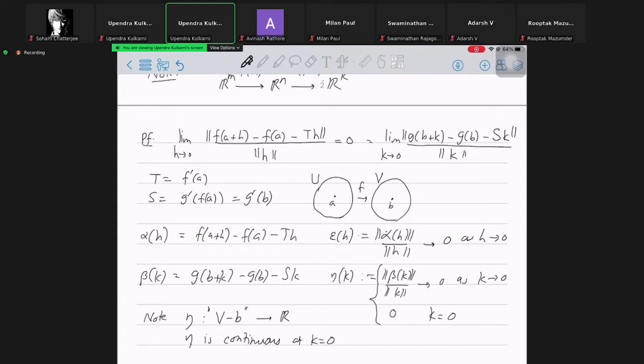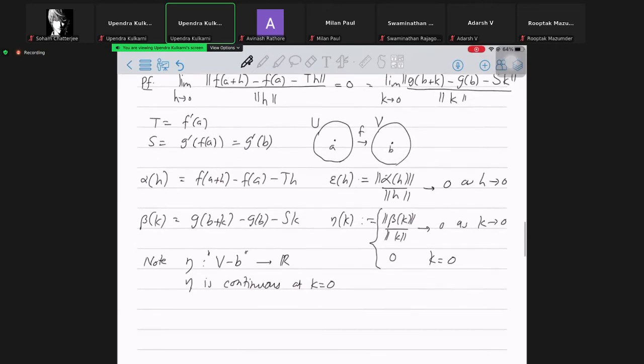By the way, what I have done about eta, I can do the same thing about epsilon also. There is no issue with that, but I won't need it. I could do that, but I won't need it. So this is really just setting this up.